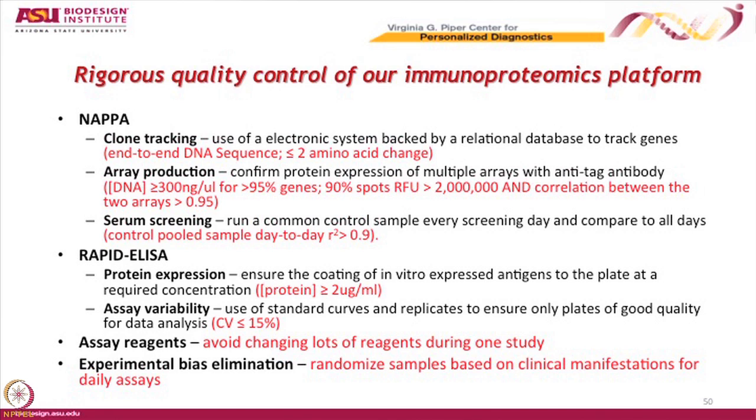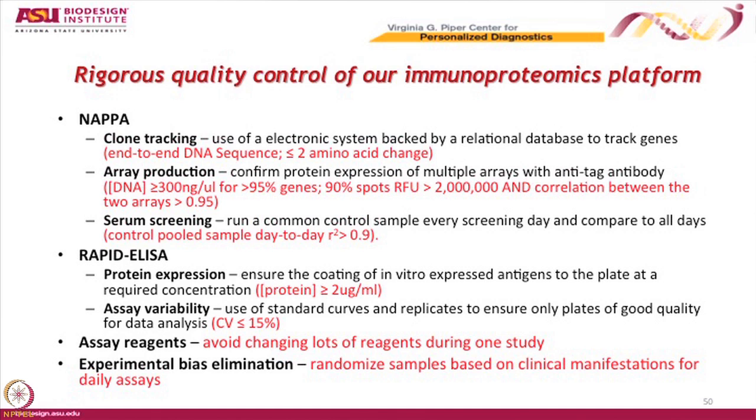Then when we print, we express the proteins and use an anti-GST antibody to make sure that there's protein present. And we ensure that 90% of our spots have more than 2 million RFU, relative fluorescence units, on them. So this tells you that we have good protein levels. And then we look at two different arrays from a printing batch, and we assure ourselves that they agree with each other by better than 95% in a correlation coefficient.